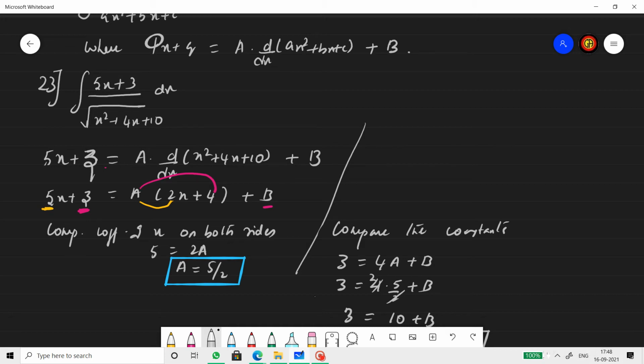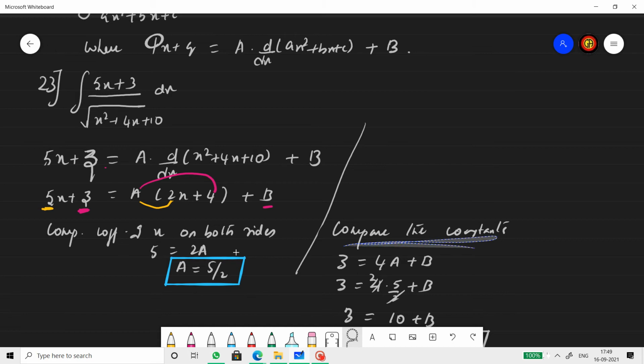Now comparing x terms on both sides of the statement. If you multiply a with 2x, this will generate an x term. So the coefficient on either side will be 5 here and 2a over here. So 2a equals 5, a equals 5 by 2.